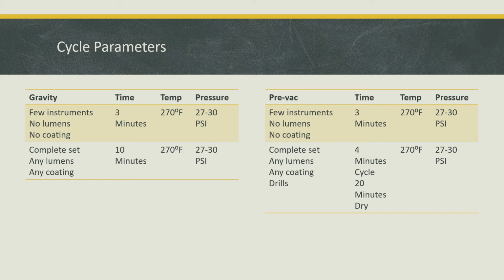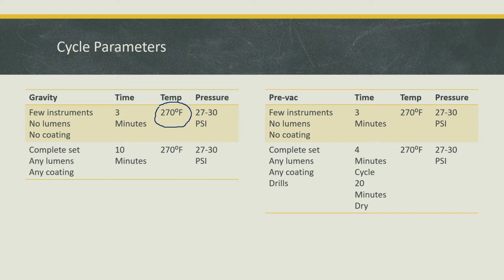With gravity displacement in an immediate use autoclave, where we're going to be going to that 270 degrees, then we can sterilize in as little as 3 minutes. But now to be 3 minutes, it can only be a few instruments. They should not be touching. It's not a full set by any means. And no instruments with a lumen or a coating. So lumen would be such as a suction tip.